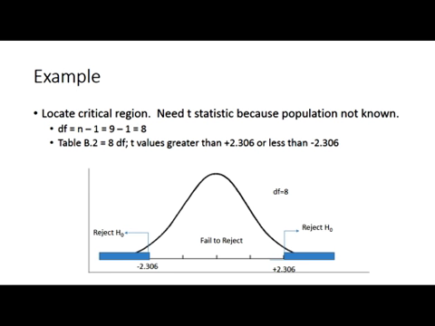So then we're going to locate the critical region. We need to use the t-test because the population's information isn't known. So remember our degrees of freedom: n minus 1, 9 minus 1 equals 8. In table B2, I look up 8 degrees of freedom. The t-value is greater than 2.306 or less than negative 2.306, right? And so that's going to be my rejection zone.